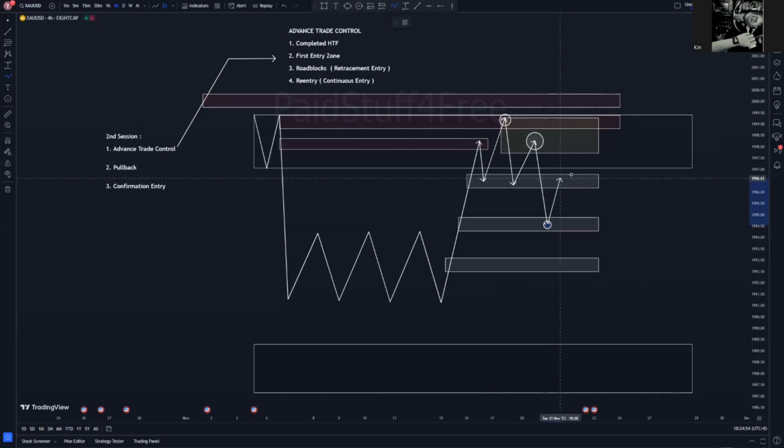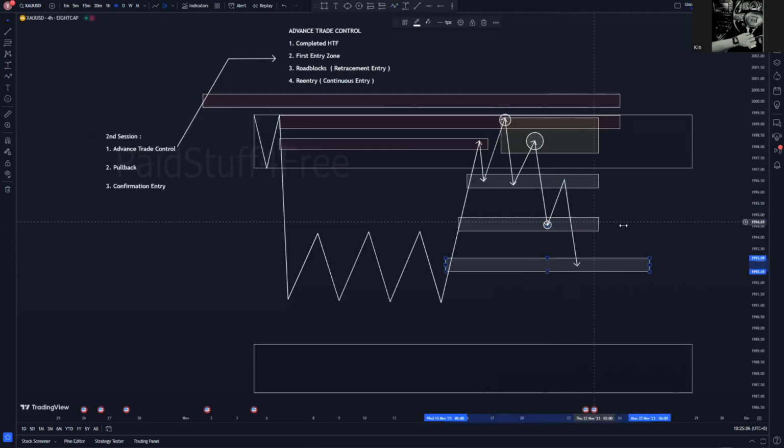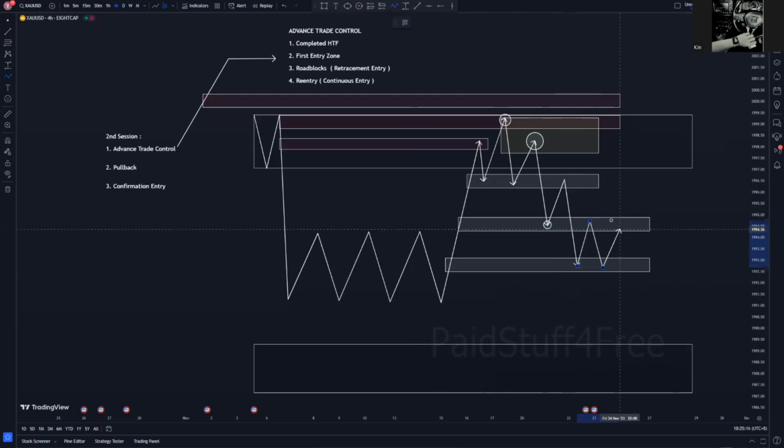So if inside of this one there is a confirmation entry, we can take the trades. So the price is going to go down like this. And then remember what I've said: no matter how long it takes, the price is going to touch the exit zone. Maybe it goes sideways, something like this, but at the end of the day, the price is going to touch our buy zone, which is our exit zone.